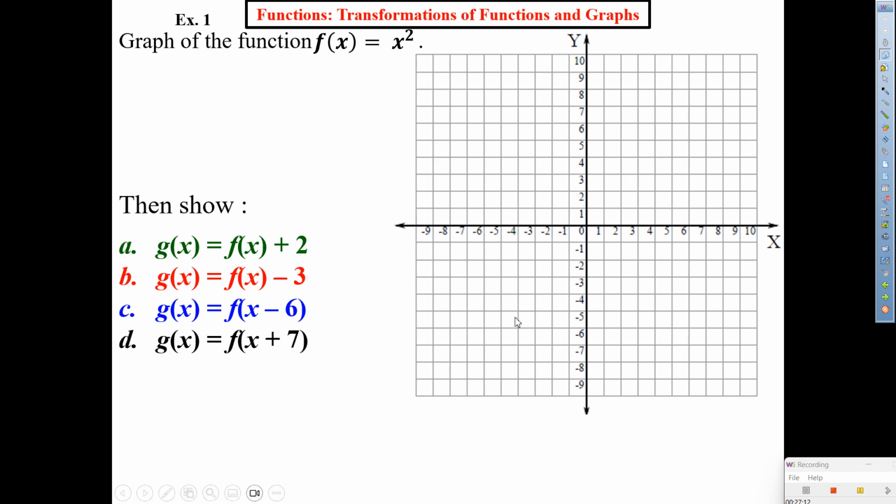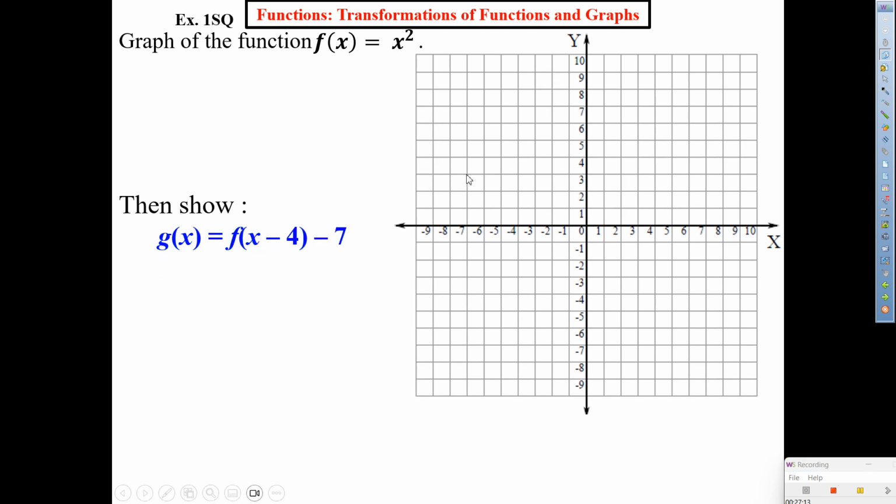Copy this next one, example 1. I want you to write at the top, graph the function f of x equals x squared. So I'm just giving you guys practice to see what you do with that. Tell your neighbor what's the first thing you're going to do when you see that.